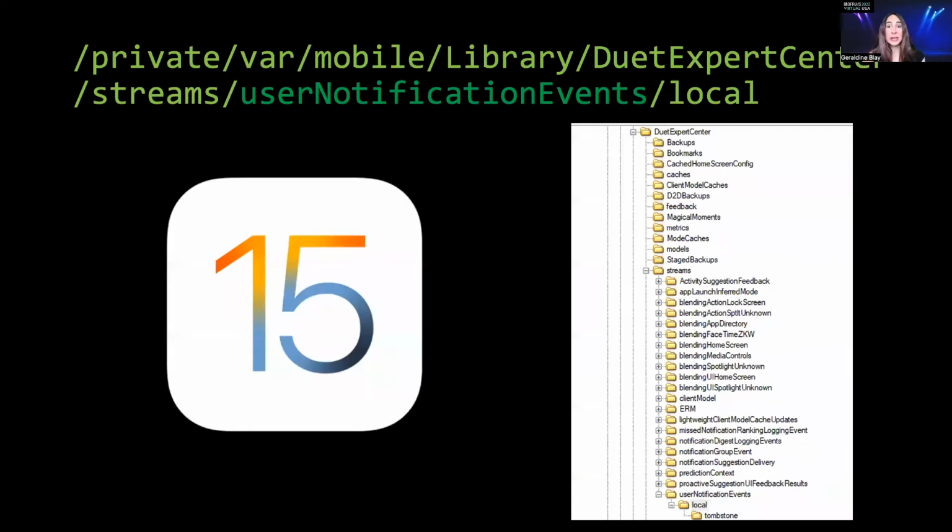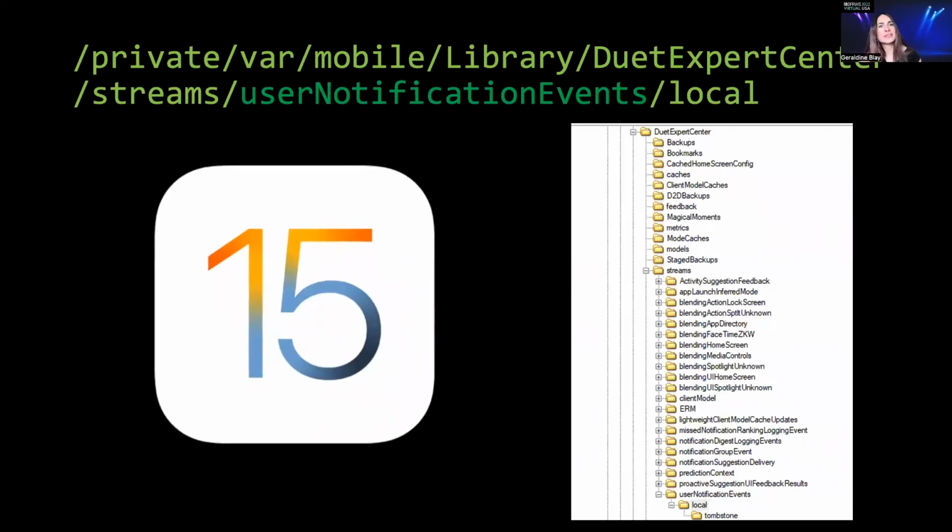Today, we're going to be taking a look at notifications located in the User Notifications Events directory in iOS 15. Notifications are extremely important for forensic examiners because, among other things, they can show data that is no longer present on the phone. There is a lot that we cover in our blog post, and there is even more that we still have to research. But we are going to be doing our best to cover all the highlights in the next 15 minutes.